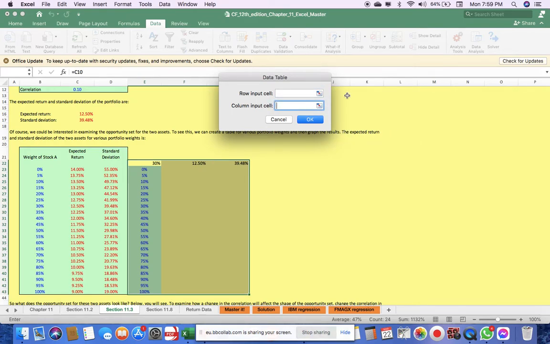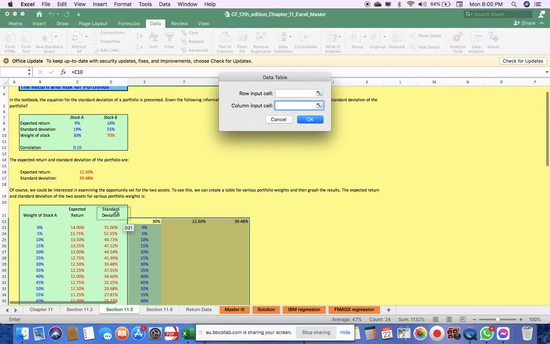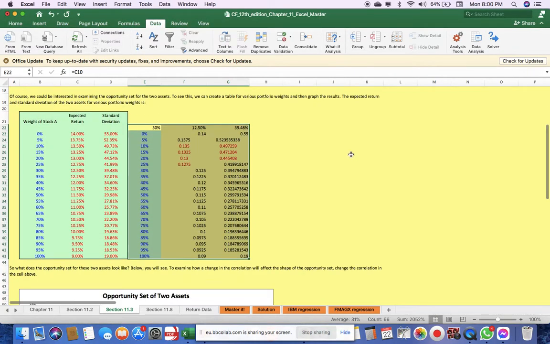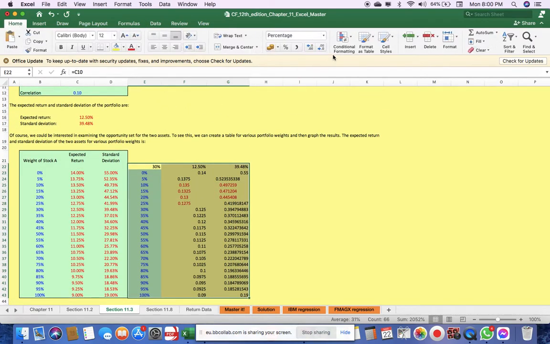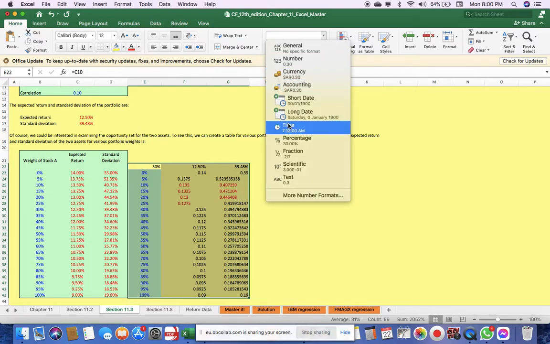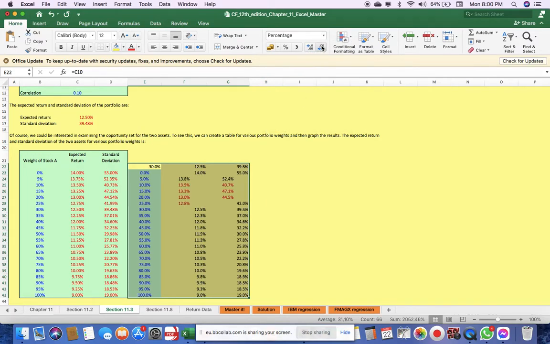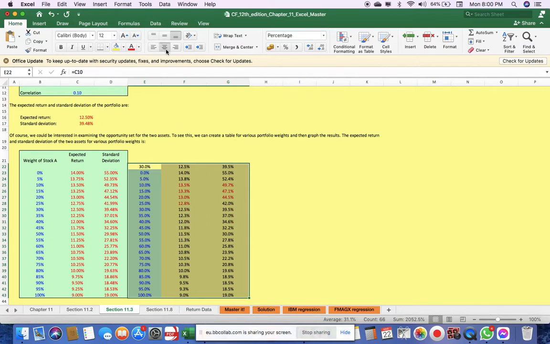What are you changing in the column? In the column I am changing the percentage, the percentage of stock A from 0% to 100%. So I will simply select the weight of this. I am changing it in the column; in the row I am not changing anything. Okay. You see, I got the data. Now go to the Home tab, and come here, percentage, and go to 2 decimals. Make it middle aligned.